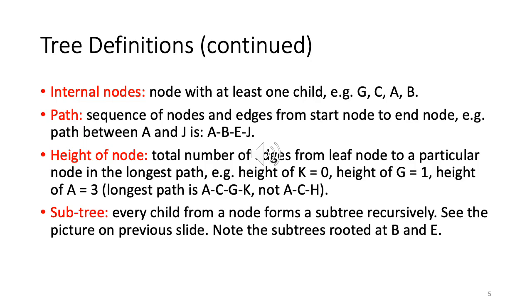So look at G, it's got 1 child K. Look at C, it's got 2 child nodes G and H. Look at A, it's got 2 child nodes P and C. Look at B, B has 3 child nodes D, E and F. So any node with at least 1 child is an internal node.